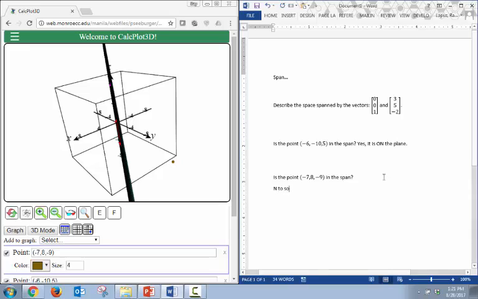Oh, I need to use my other computer because some letters don't work.